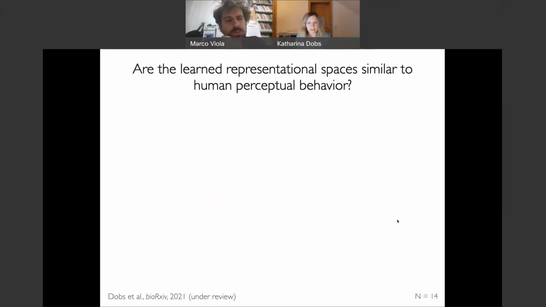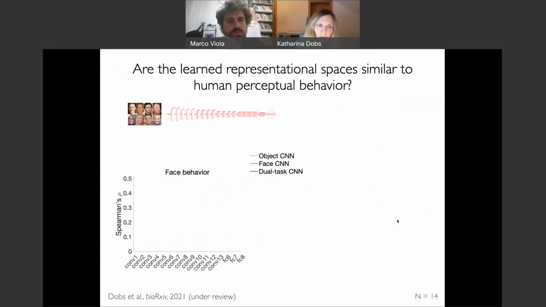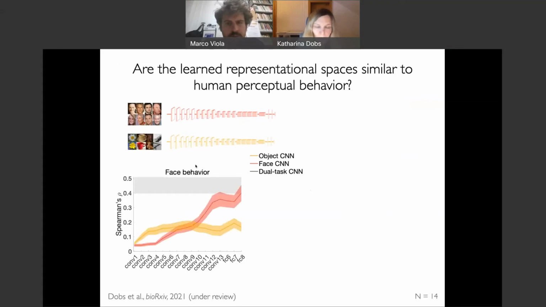Okay, and this is the last quick analysis I want to show you, where we looked at the learned representation of spaces and whether they're also similar to human perceptual behavior. So we did that multi-arrangement task I showed you before, but now we did it on faces, but also on objects. And this is now here the RSA correlation when we look at face behavior for the face and the object CNN. You already know that, but now the question was, how does our dual task CNN perform? And what we find is that it matches the face CNN and achieves similar human-like performance on face behavior.